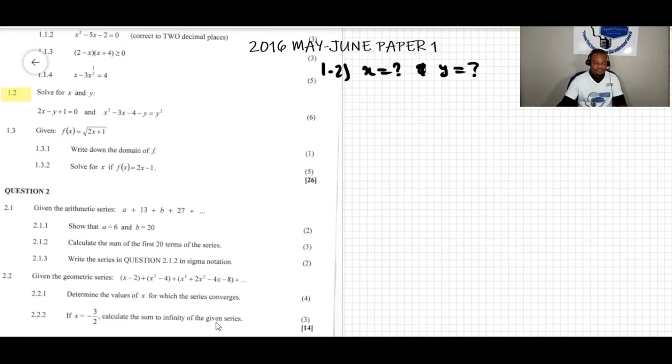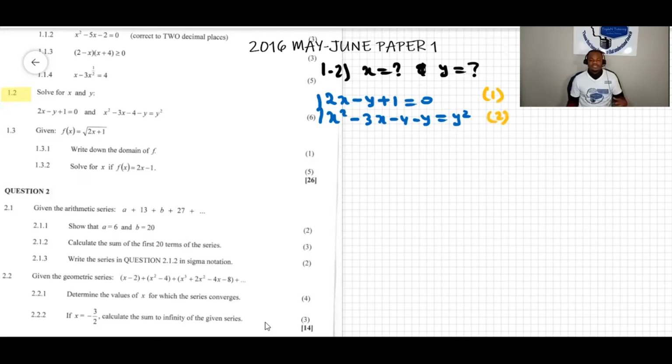Now, for question 1, for instance, we have two equations. We have 2x minus y plus 1 equal to 0. And we also have x squared minus 3x minus 4 minus y equal to y squared. I always prefer to label my equations. I call it equation 1 and that one equation 2.